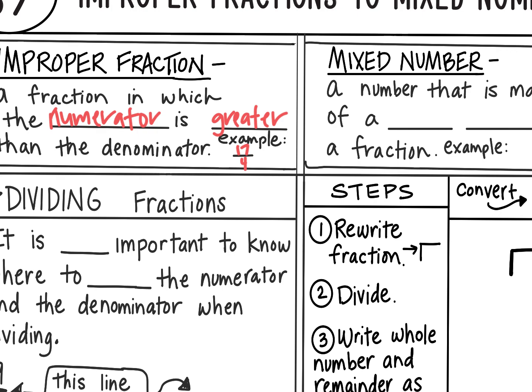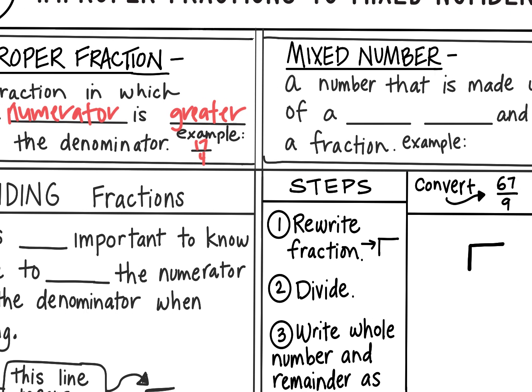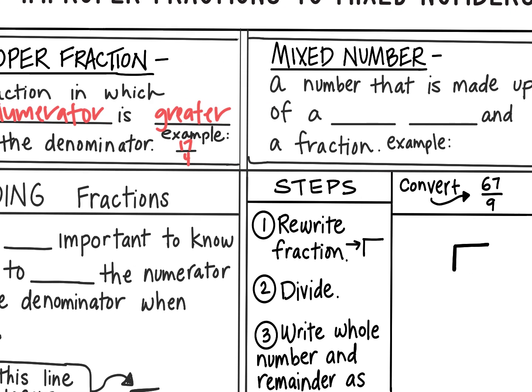A mixed number is a number that is made up of a whole number and a fraction. So an example might be 3 5/8. Anytime you have a whole number with a fraction, that is a mixed number.